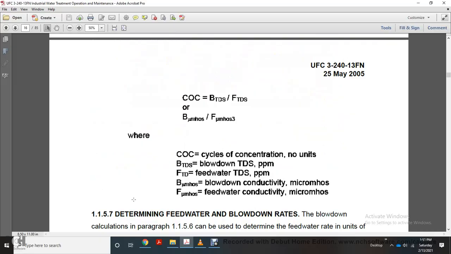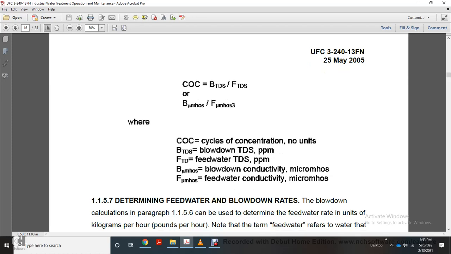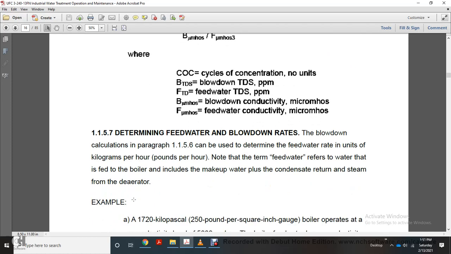Cycle of concentration is equal to the blowdown TDS in parts per million divided by the feed water TDS in parts per million, or by the blowdown conductivity in micromhos divided by the feed water conductivity in micromhos. Determine the feed water and blowdown rates. Blowdown calculation, paragraph 1156: determine the feed water rates using kilograms per hour or pounds per hour.